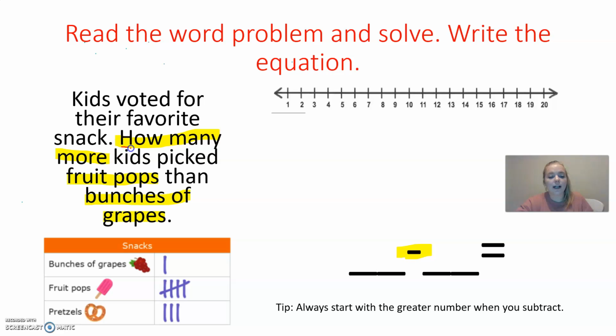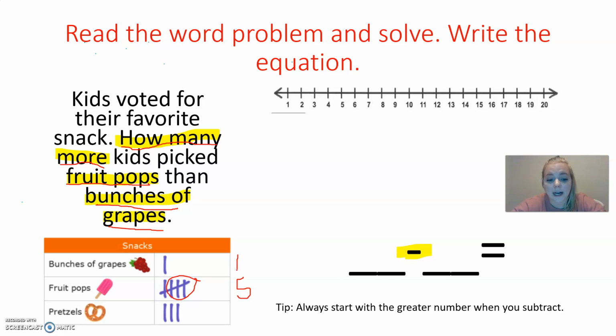When I see these words, how many more, I know that that's a subtraction problem. How many more means I'm subtracting. I want to know how many more kids picked Fruit Pops. So let's check down here. How many kids picked Fruit Pops? Okay, so I know this is 5. 5 kids picked Fruit Pops. Then bunches of grapes. How many kids picked bunches of grapes? That's right, just 1. All right, this is a subtraction problem.